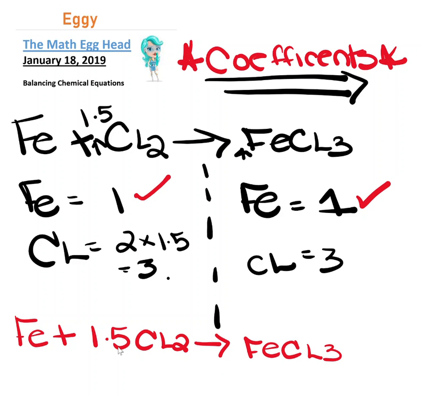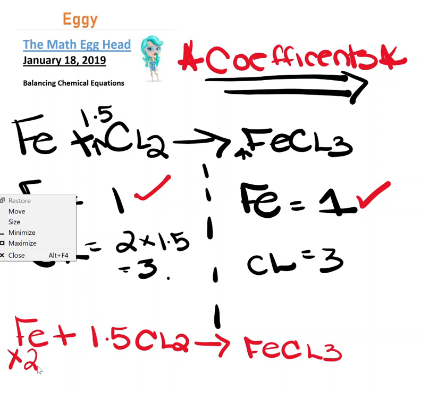Now, are we done? No, we're not. Because the coefficients should always be whole numbers. We never want to deal with numbers in decimal form. So if you ever get 1.5, 1.7, usually you will not get anything less or more than 1.5. If you ever do, just know that you need to go to the nearest whole number. So in this case, we would just multiply the entire problem by 2.